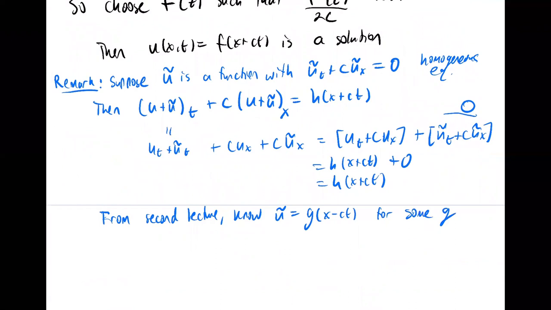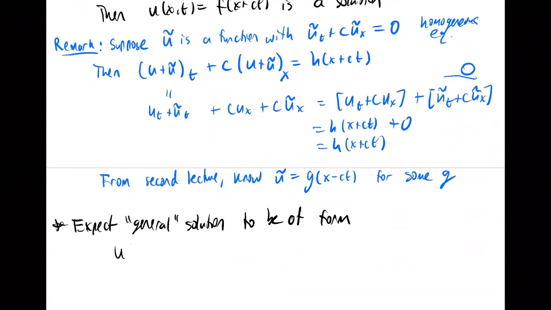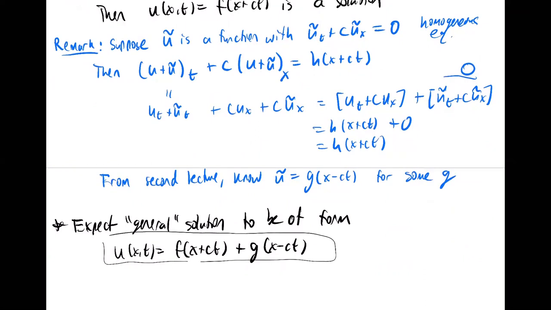And so what this tells us is that we expect the general solution to be of the following form. So we expect it should be u of x, t is equal to, well, we had the function f of x plus ct, and then we added on this other solution, plus g of x minus ct. Right.